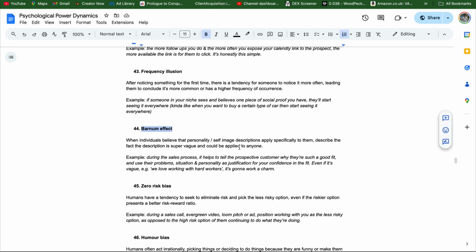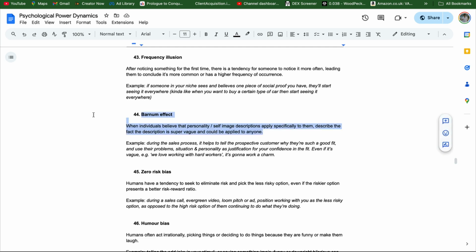Number 44, the Barnum effect. When individuals believe that personality or self-image descriptions apply specifically to them, despite the fact the description is super vague and it could be applied to anyone, right? It's why when people read star signs, they're like, oh my God, this is why star signs are so clever, but they're bullshit. Obviously, I don't mean to burst your bubble, but star signs are bullshit.